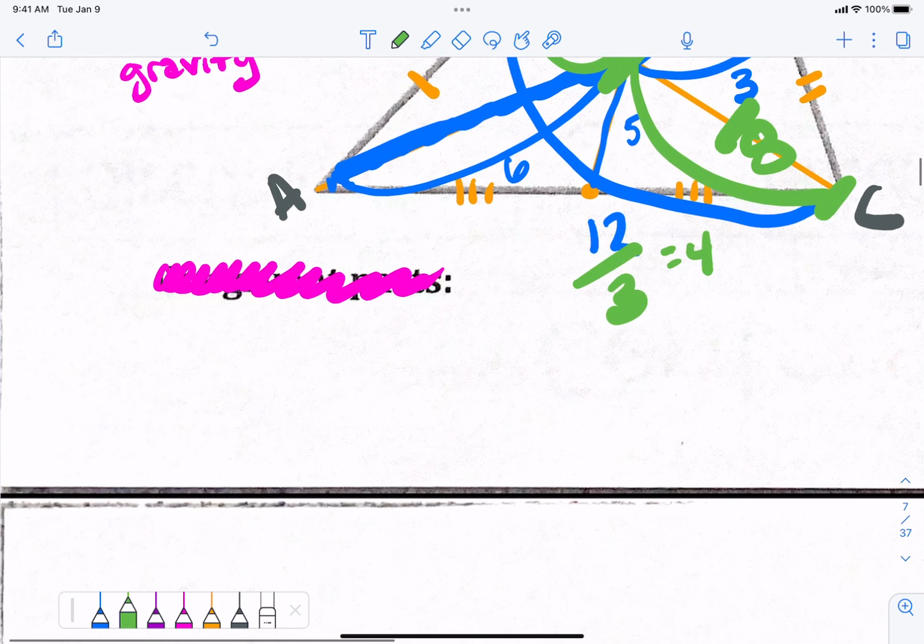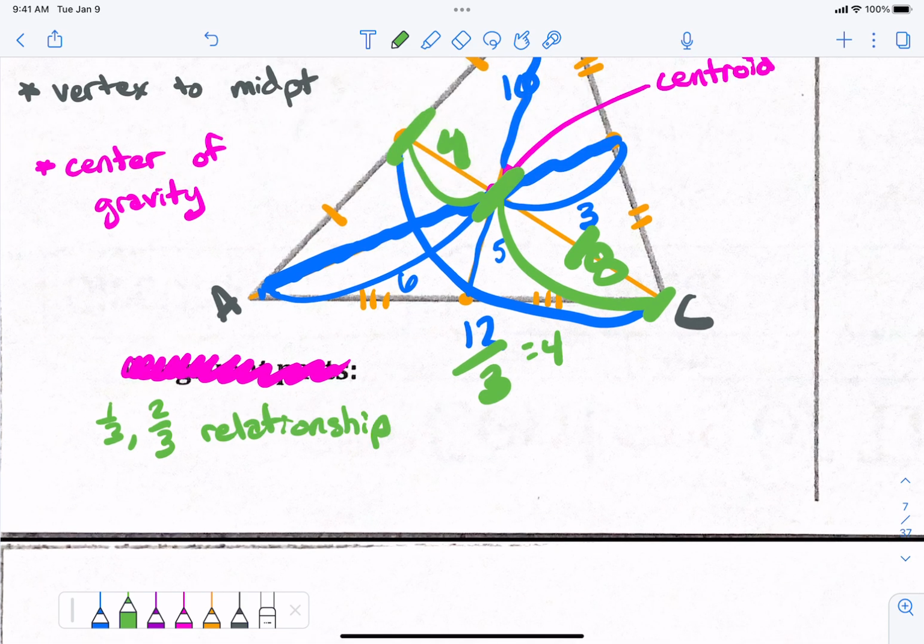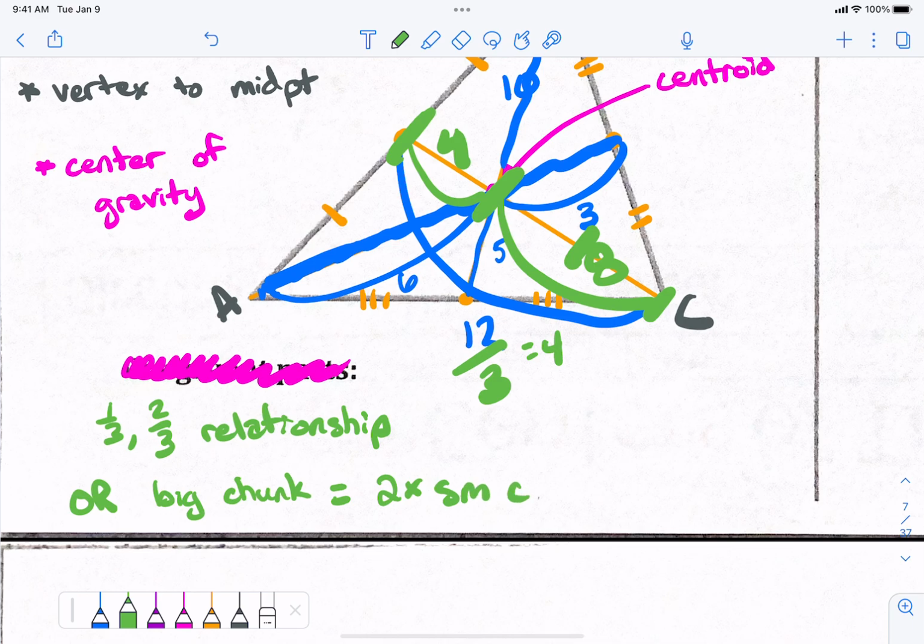Okay, so down here in the bottom, I'm going to put a 1/3, 2/3 relationship. It's the center of gravity. So the 8 would be the 2/3 side, the 4 would be the 1/3 side. Or the big chunk equals 2 times the small chunk. If you need to write it out in really dumbed down terms, which sometimes is helpful, the big chunk is double what the small chunk is, or the small chunk is half of the big chunk.